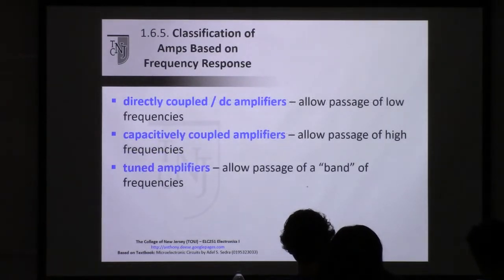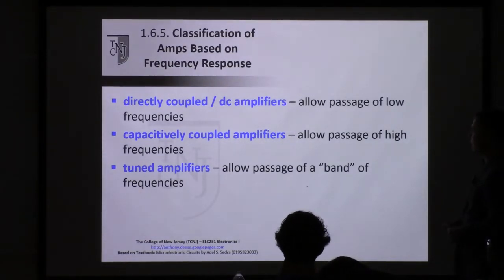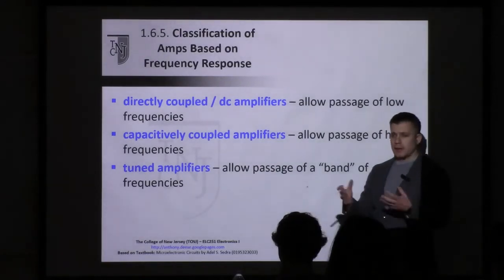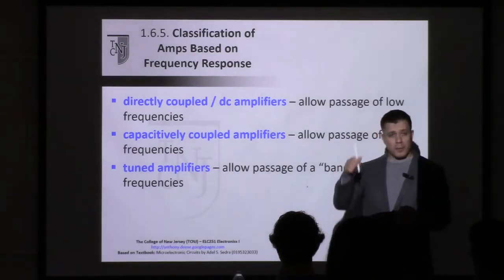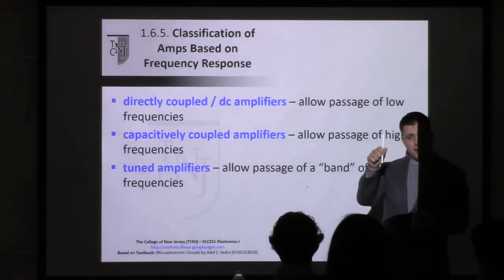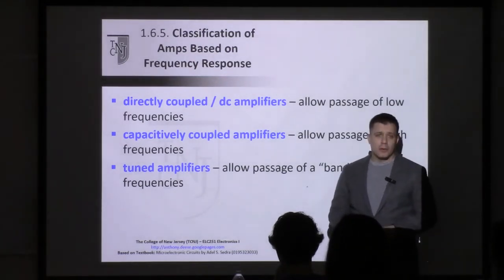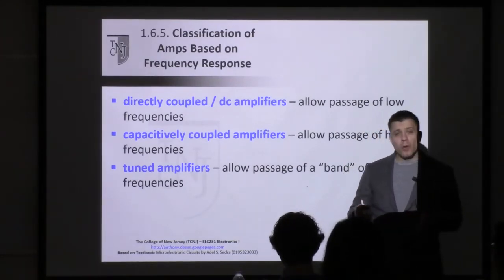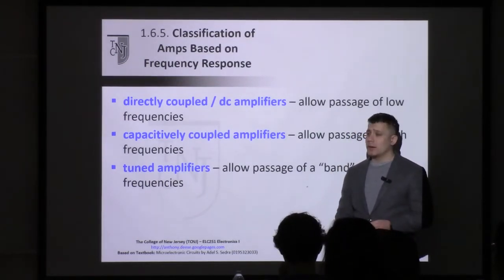So directly coupled amplifiers allow passage of low frequencies. Capacitively coupled amplifiers allow passage of high frequencies. And what you can do is you can tune the amplifiers using some ratio of the internal capacitance that's naturally found in the amplifier. You can add more because you can always put a shunt capacitor at the input, as well as the series element. Anyway, you can use all of those together in order to tune the band of the amplifier.